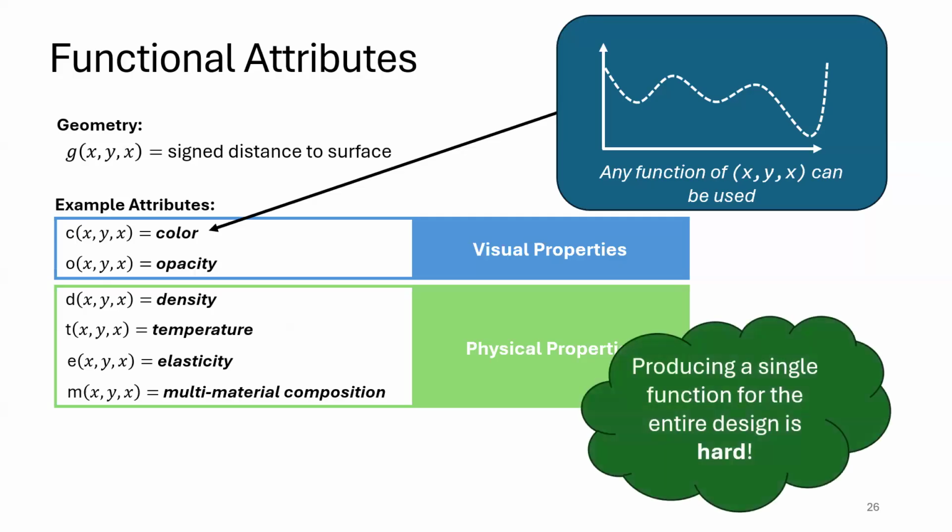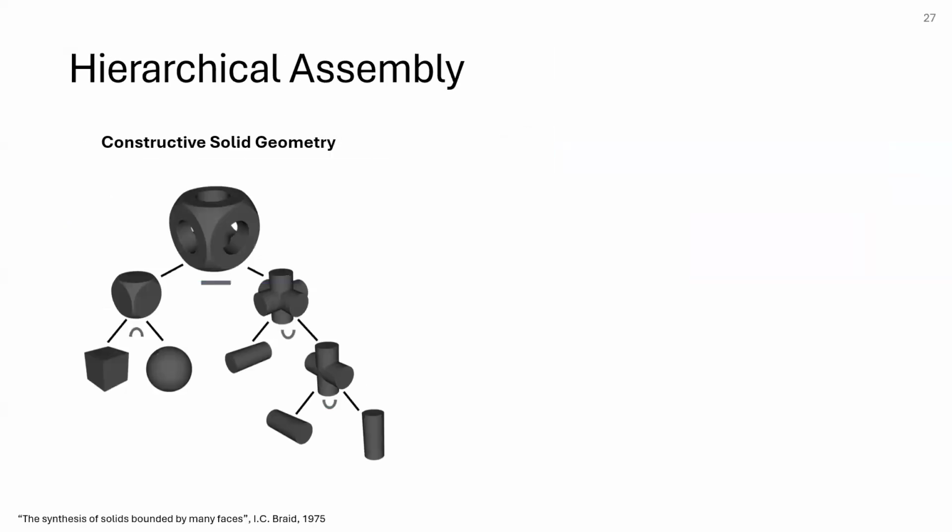But producing a function for an entire complicated engineering design is going to be hard. So if we want to have a part with a bunch of different graded regions, perhaps we have a robot or something like that, we are going to need a more nuanced way of actually coming up with these designs and these functions to be able to do that.